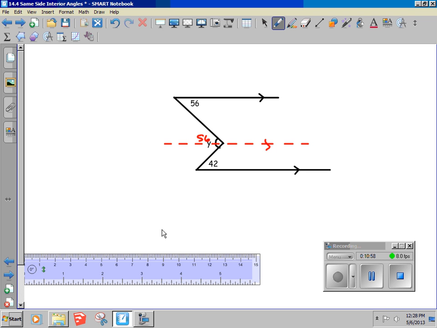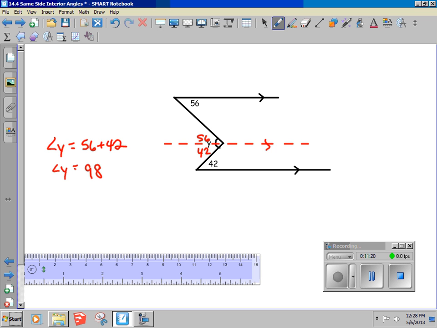We have parallel lines. This and this are alternate interior again, so that has to be 42. And then you just add them. So angle Y has to be 56 plus 42. Be careful on these computations. Don't get sloppy and make little errors here. 56 plus 42 is 98. So angle Y must be 98 degrees.